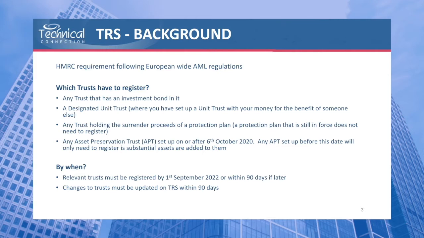Once registered on the TRS, if there are any changes made to things like beneficiary details, settlor details, or trustee details, such changes need to be updated within 90 days of that change.